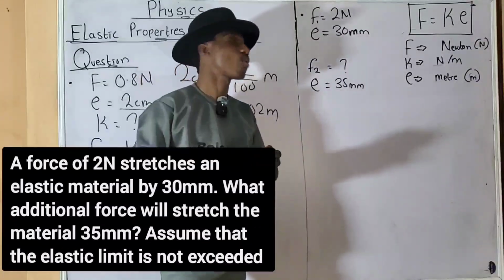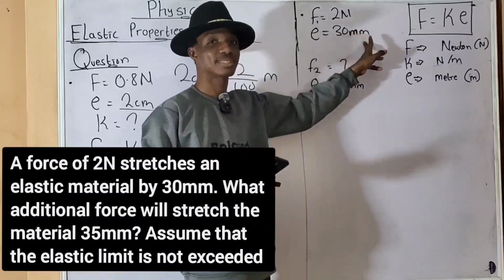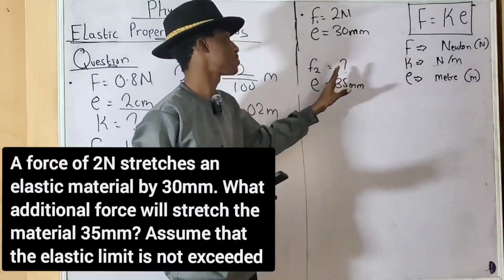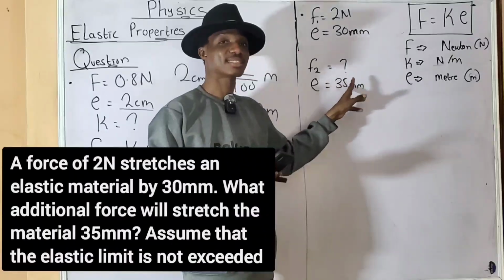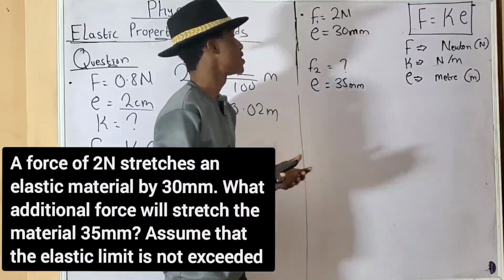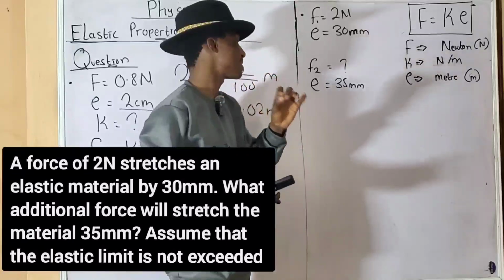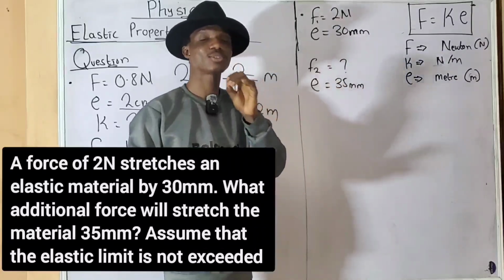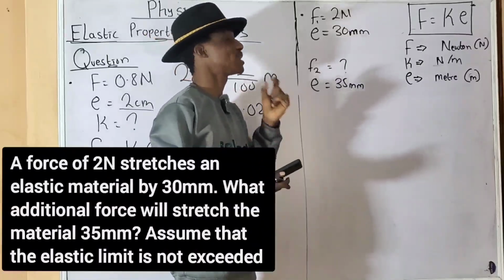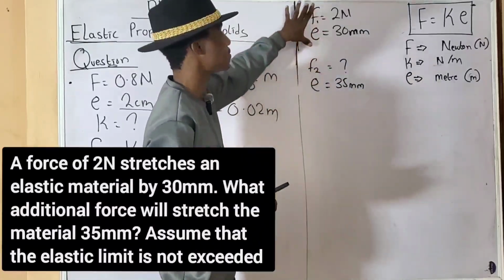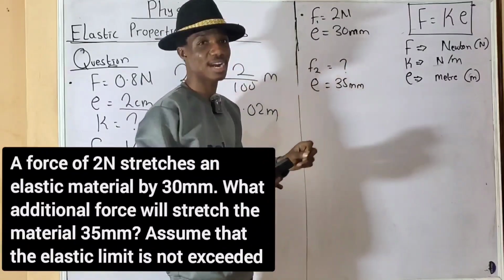This is the force required to stretch the materials by 30 millimeter. Our goal now is to find the force that we require to stretch the materials 35 millimeter. Now, do you know that we cannot get the force that we require to stretch the materials 35 millimeter without knowing the elastic constant? Are you getting it? So that means to get the elastic constant, we're going to make use of the first two parameters that we are given, which is F1 and E. Are you getting it?